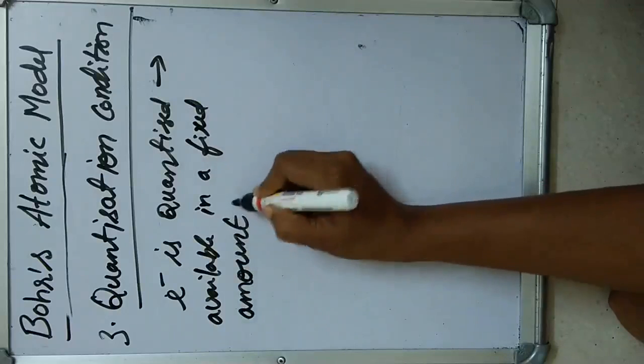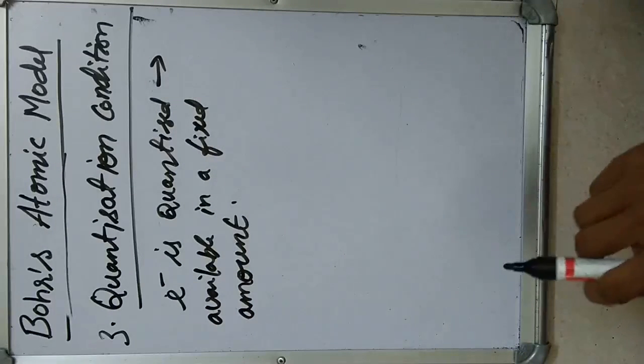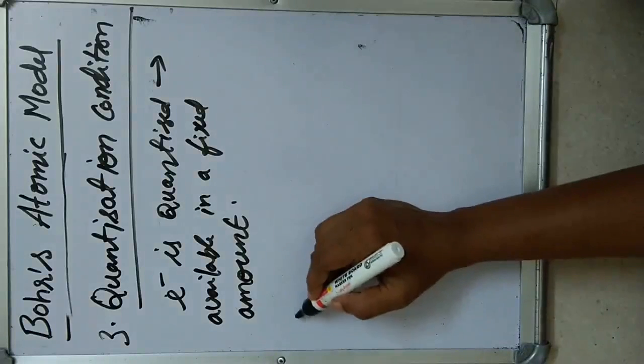Available in a fixed amount. Quantized means available in a fixed amount. What is that fixed amount? First I will explain the postulates.